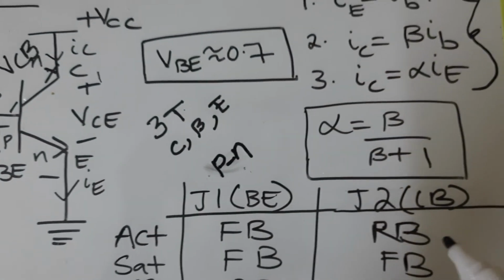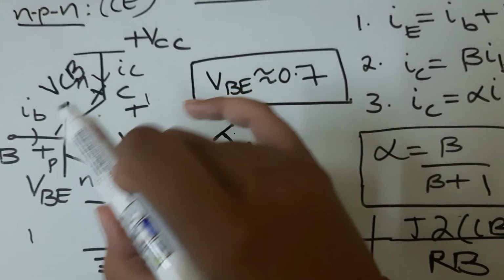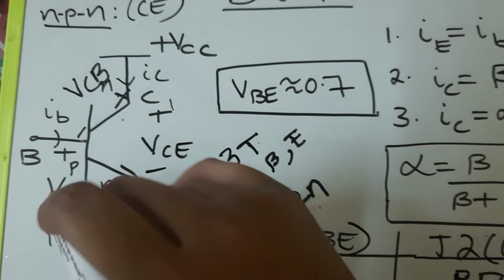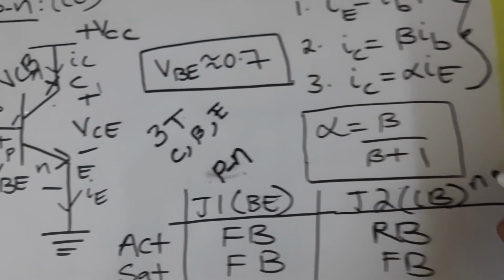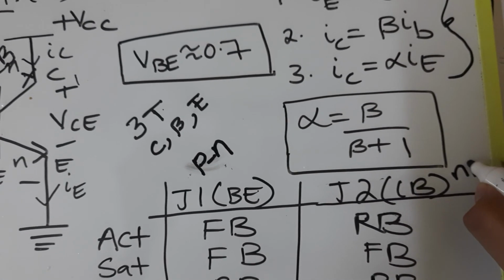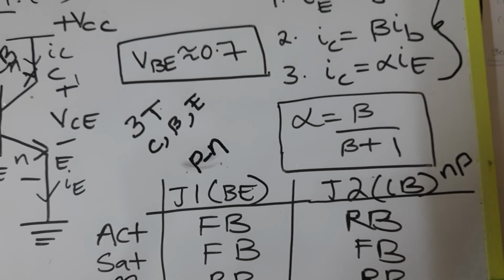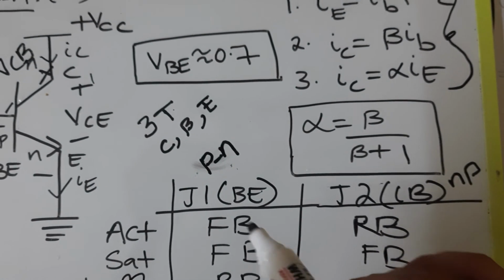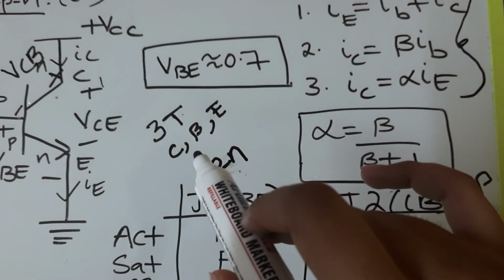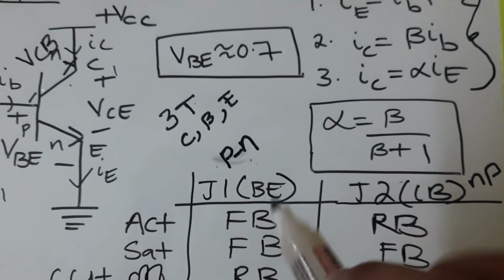And my junction 2 is the collector base junction. Collector base junction stands for N is the collector and P is the base. So now based on this, we have to see in which region it acts as active, saturation and cutoff.